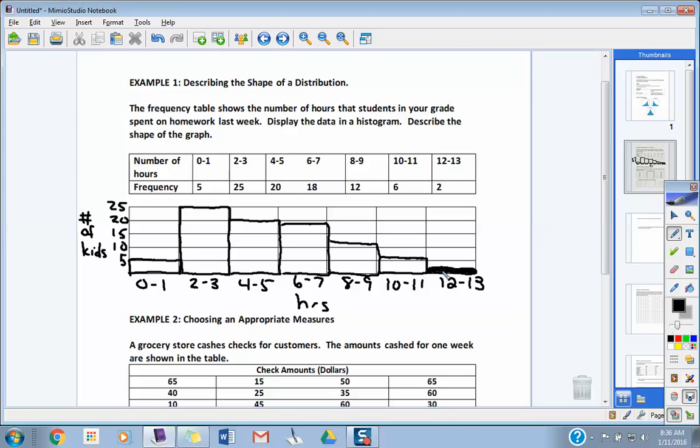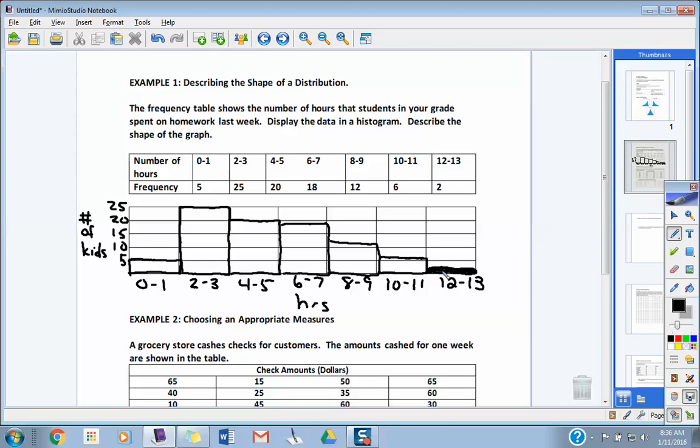So guys, first of all, does that look like a symmetric graph? Does that look like the left half and the right half are kind of equal? Does it look symmetric to you at all? No. Does it look like it's skewed one direction? What direction maybe? Skewed to the right.